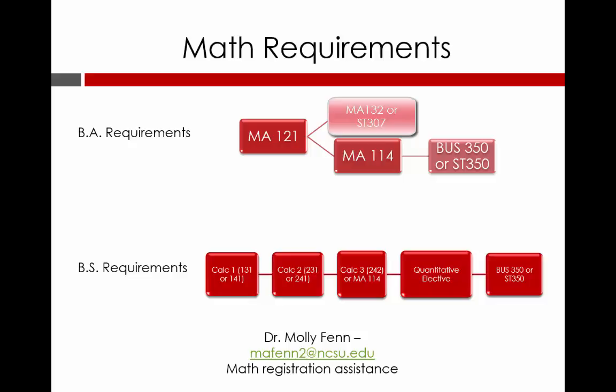BS majors have a quantitative elective requirement found in position 55. You can click on requirement details to learn more about your options for this requirement. Pay careful attention to the prerequisites for these courses to ensure you have completed them. Finally, BS majors must also take Economics and Business Statistics, which is Business 350 or ST 350.